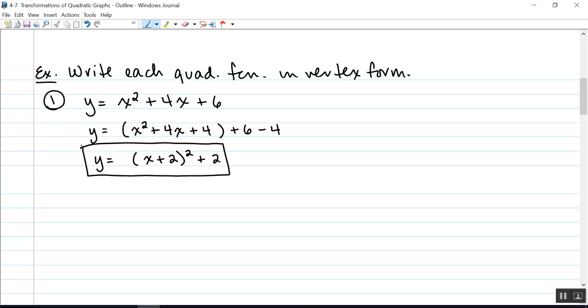It's called vertex form, remember, because I can just look at it and figure out what the vertex is. In the parentheses here, this is x minus h, so the h of my vertex is negative 2, and my k is 2. So looking at that, I know what the vertex is.